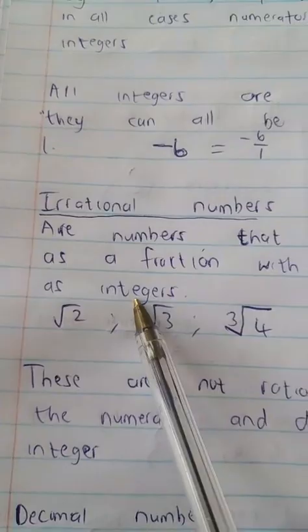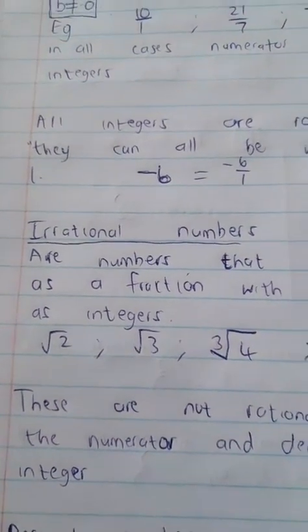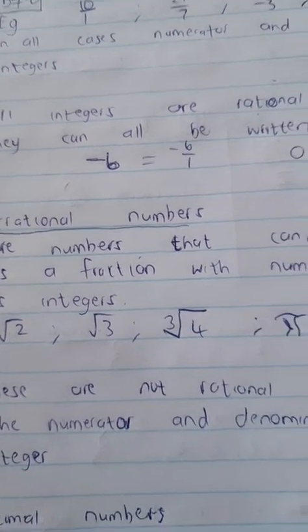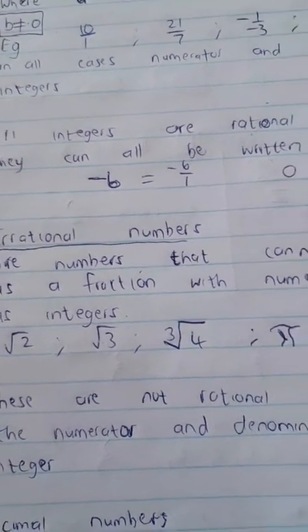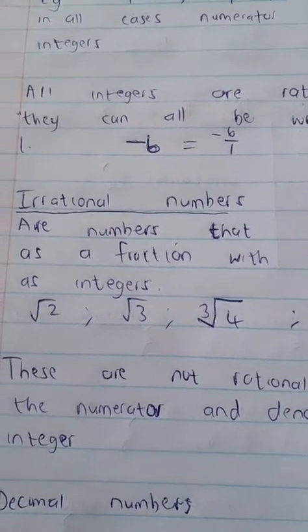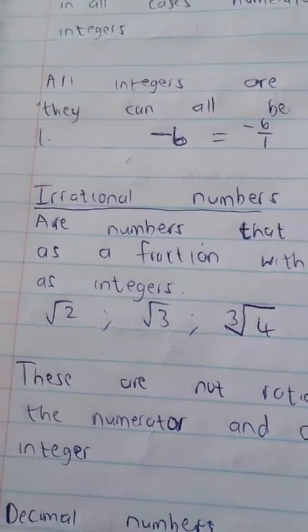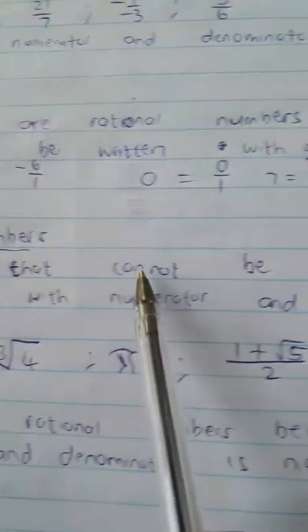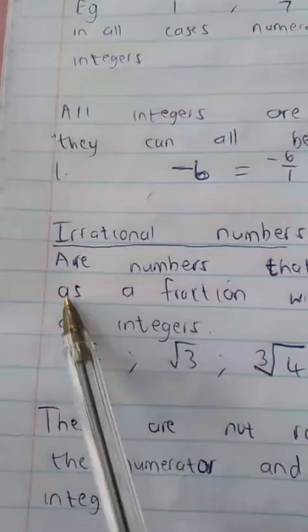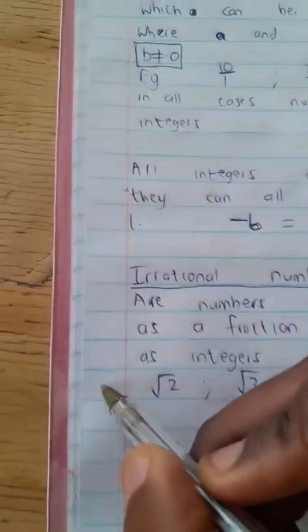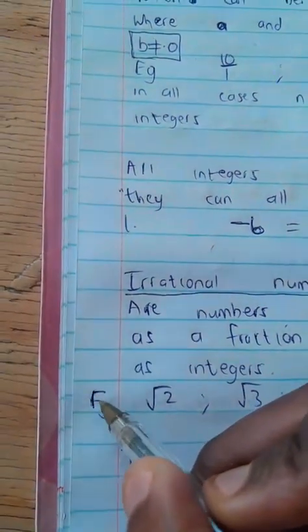So in this case, we'll look at the number and say, okay, the number cannot be written as a fraction where there's a condition: the fraction does not have an integer in the numerator and an integer in the denominator. So those are irrational numbers. These are numbers that cannot be written as a fraction with the numerator and denominator as integers. Let's look at some examples, because here we've got some examples.